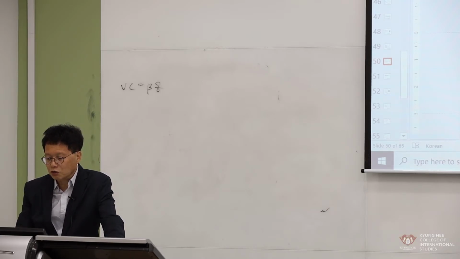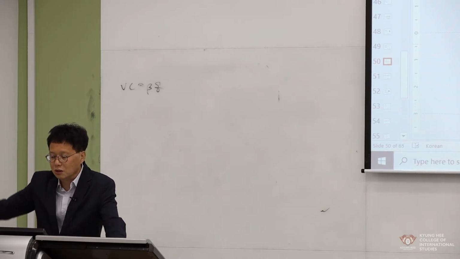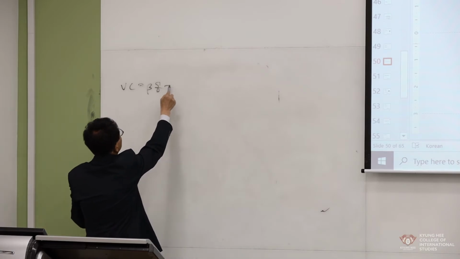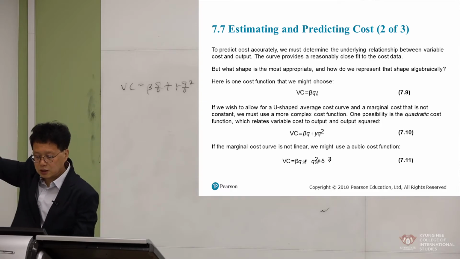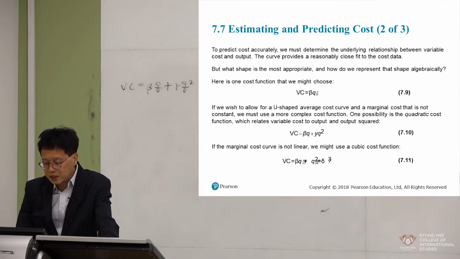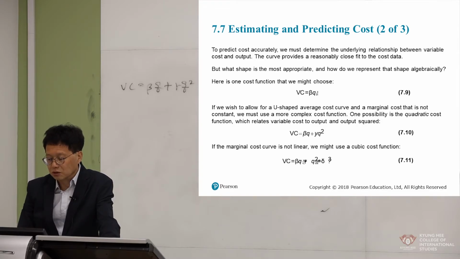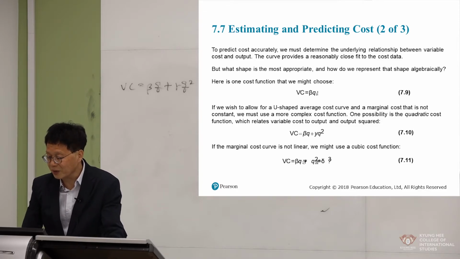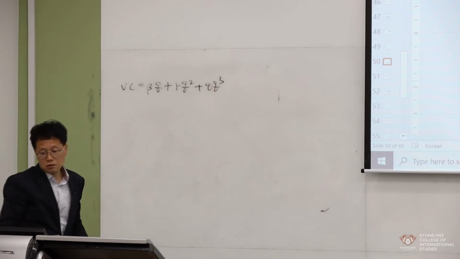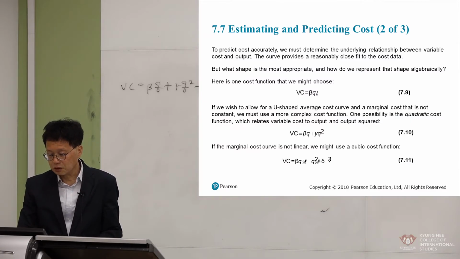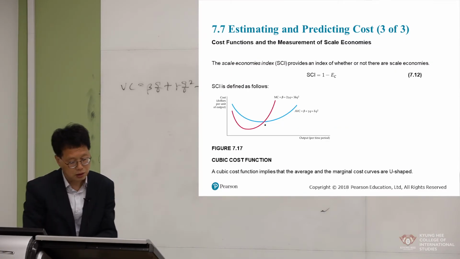Or if we wish to allow a U-shaped average cost curve, you have to define variable cost as beta Q plus gamma Q squared, right? Then variable cost is shaped like this, mathematically. If the marginal cost curve is not linear, in that case, marginal cost is equal to beta plus 2 gamma Q, right? So that is linear. If the marginal cost curve is more than linear, we might use a cubic cost function: beta Q plus gamma Q squared plus delta Q cubed.